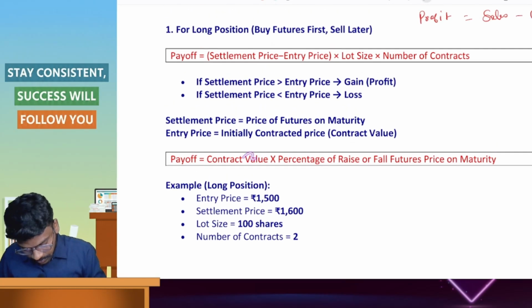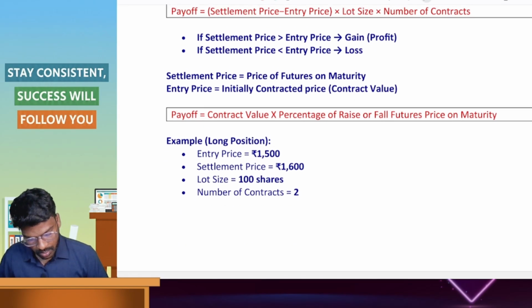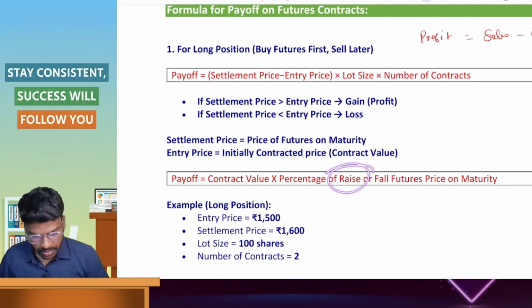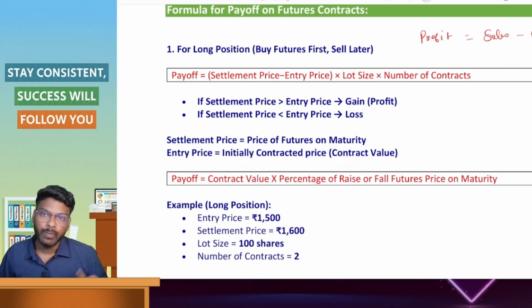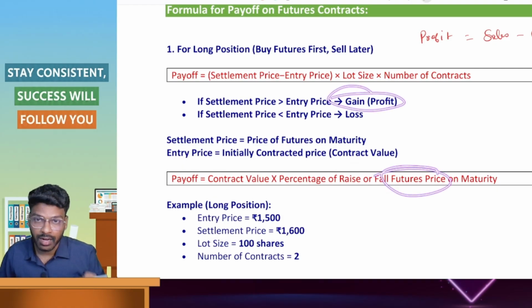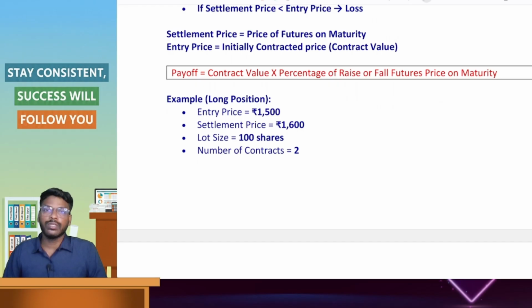In case of value of contract, we have computed the value of contract. It can be multiplied with the rise or fall percentage. If price is raised, then settlement price, contract value into price rise, it is a profit scenario. If price falls, in case of long position, it will be a loss scenario. Example for a long position.